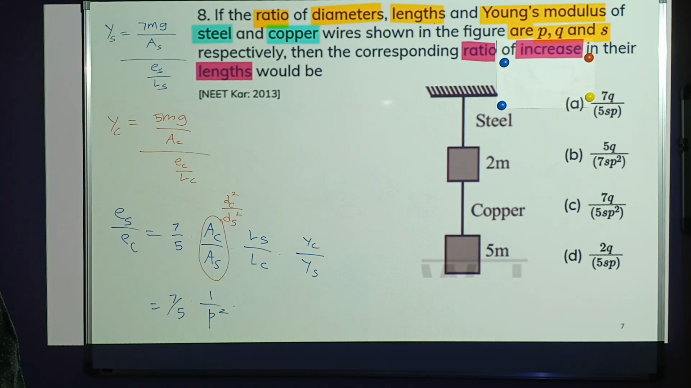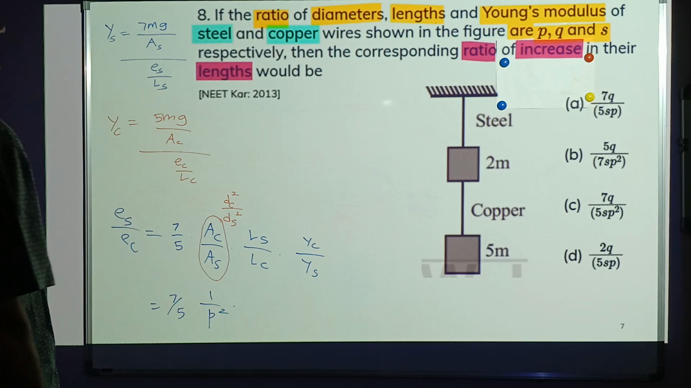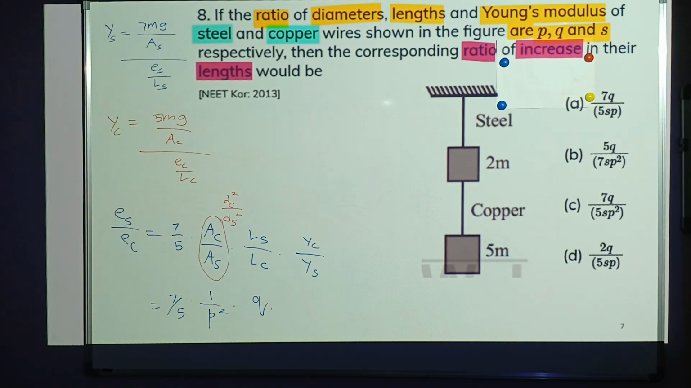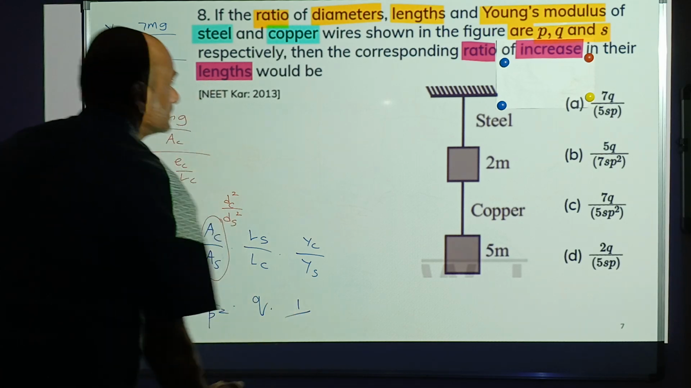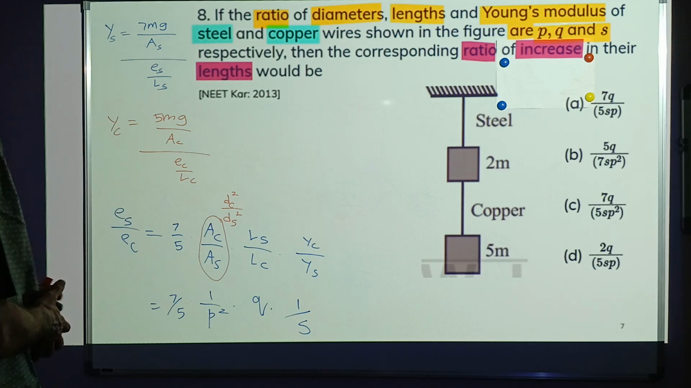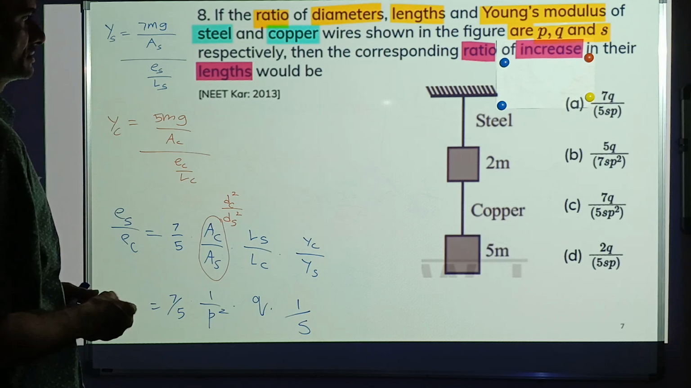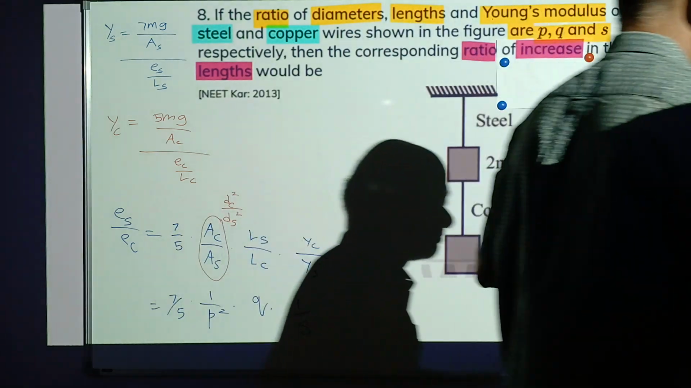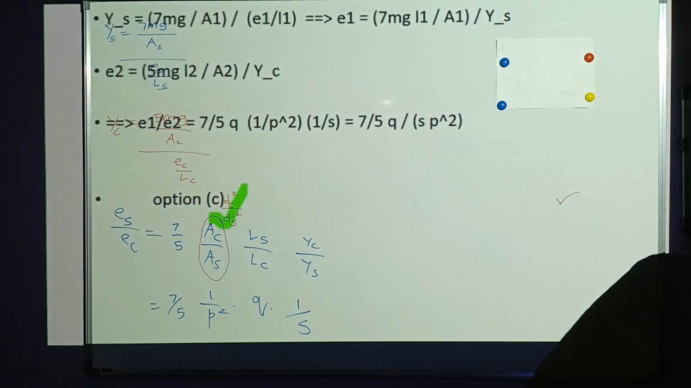And the second ratio of lengths, which is Q, steel by copper. Third ratio is Young's modulus, S, steel by copper. Steel is down. So it will be 1 by S. So this is 7 by 5, Q by P square S. C is the correct answer.